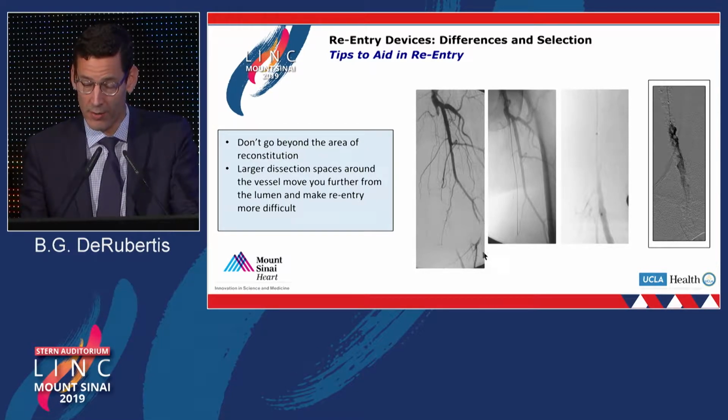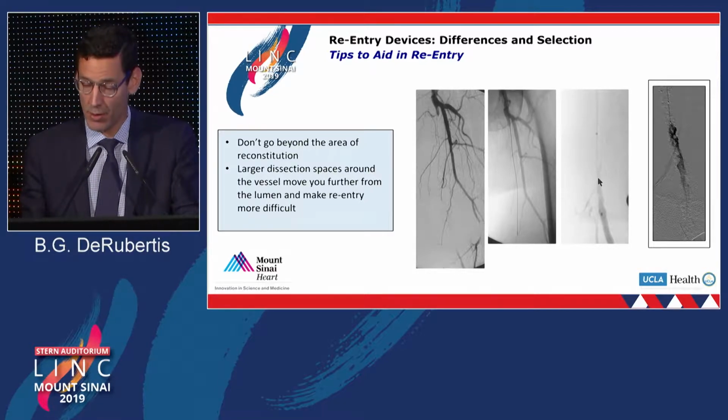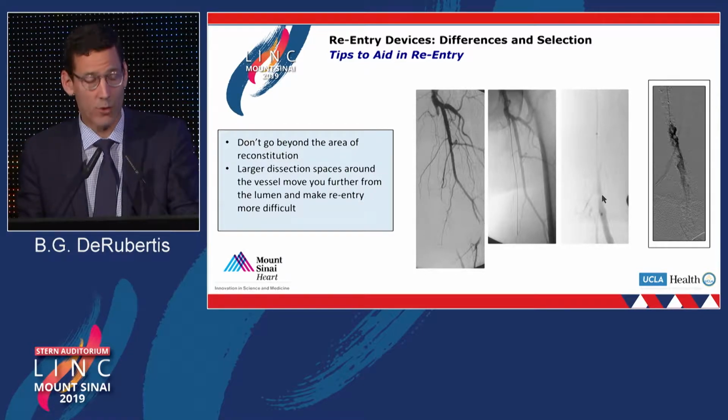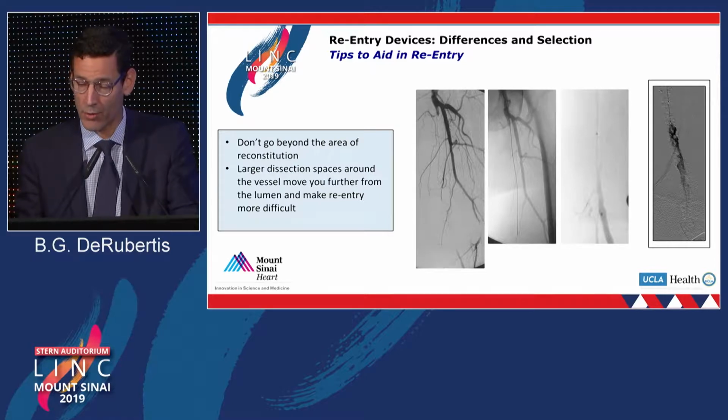So when you've identified your area of reconstitution, you want to make sure that as you're going subintimally, you stop right at that spot and check to see if you're in the vessel by getting back bleeding through your catheter. If not, you need to resist the urge to keep pushing the wire further. Generally, the artery or the wire will re-enter right where you get to that non-disease segment. But if it doesn't automatically do that, this is when you need to start thinking about reentry, either with a reentry device or some catheter or wire trip.